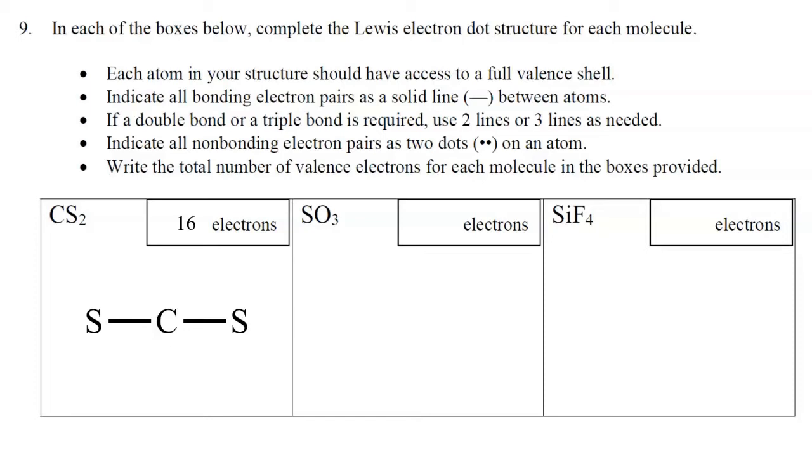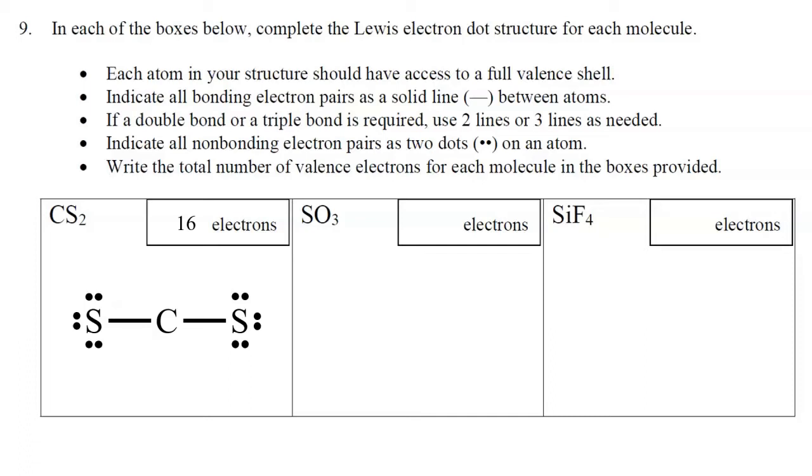Let's satisfy the octet around each of the sulfurs. So this would be a total of 6 electrons, 8, 10, 12, 14, 16. So now I've used up all my electrons. I've satisfied the octet for both sulfur atoms, but the carbon only has access to 4 electrons right now.